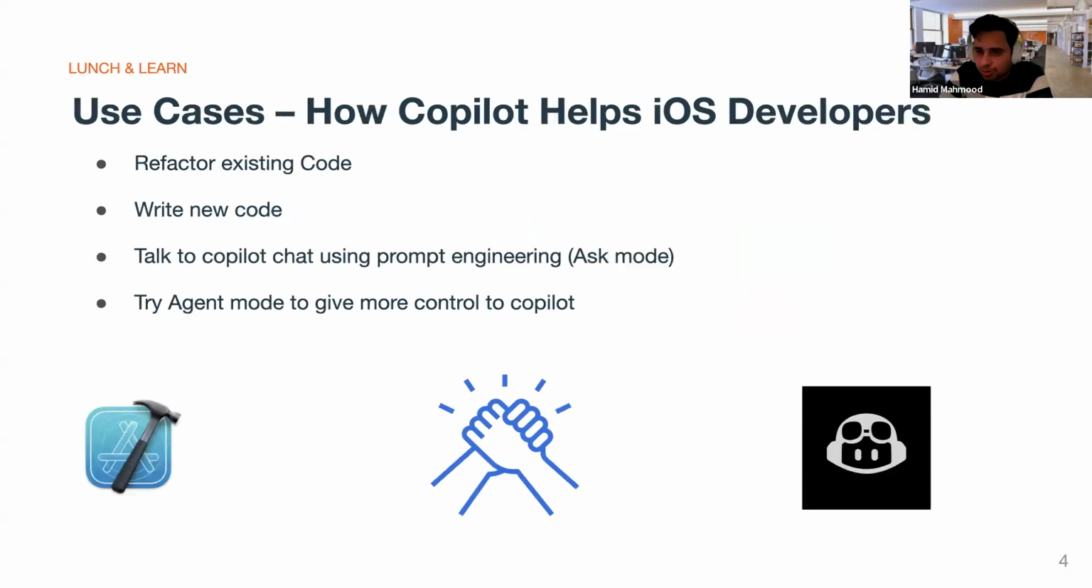What you can do with GitHub Copilot or the GitHub Copilot extension within Xcode, by connecting it with Xcode: you can refactor your existing code, write new code, use ask mode, and use agent mode. I will go a bit deeper into both of these as soon as I go to the demo.